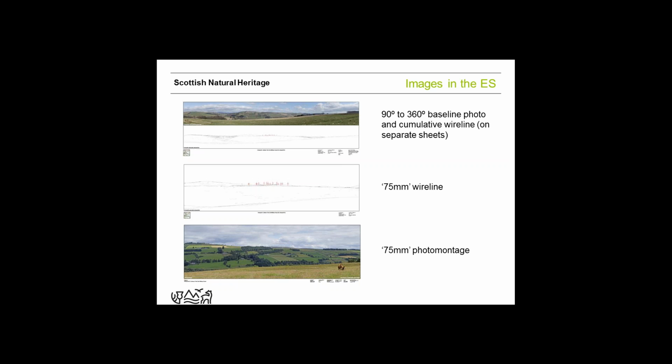The second image in the middle is a traditional wireline, which most of you will be familiar with. And the third at the bottom is the 75mm equivalent photomontage. Again, A1 length and A4 in height. So those are the three images that we recommend should be included in the ES in hard copy, and also used in public exhibition if required.